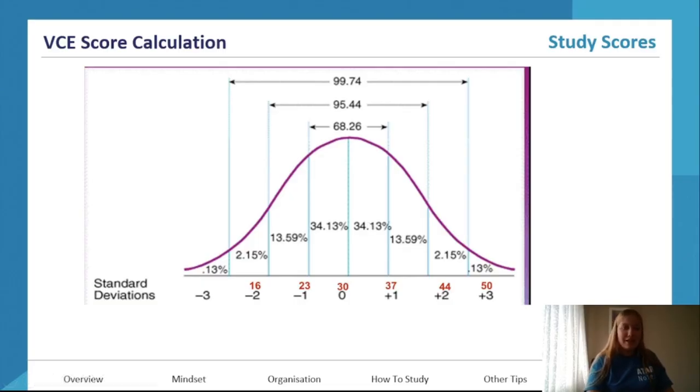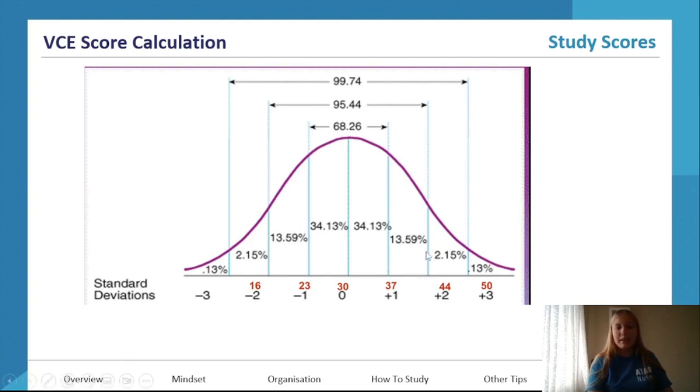So don't think that you need to be scoring a study score of above 40 to be an amazing student, because a study score in the range of 35 to 40 is also very, very good. You've beat a lot of the state. You've beat somewhere between 70 to 85% of the state, depending on your specific study score.